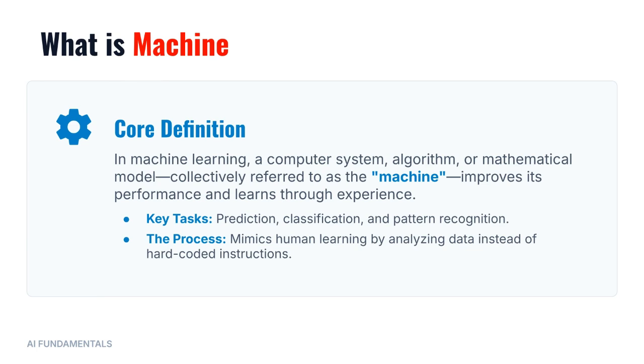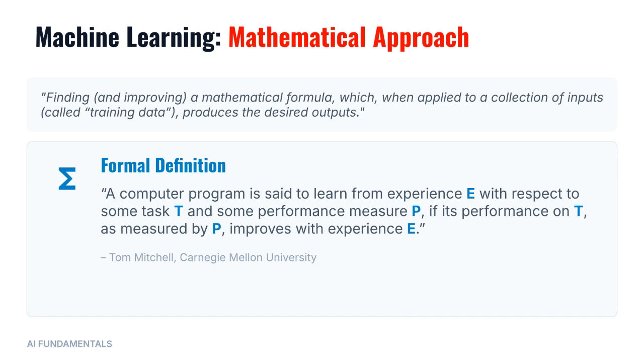In machine learning, a computer system or algorithm, known as the machine, learns through experience. Key tasks include prediction and pattern recognition, mimicking human learning by analyzing data instead of hard-coded instructions. Mathematically, machine learning involves finding and improving a formula that produces desired outputs when applied to training data. Tom Mitchell formally defines learning as the improvement of performance P on task T with experience E.